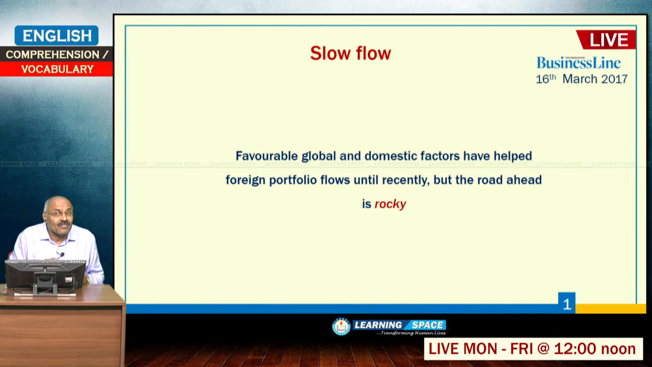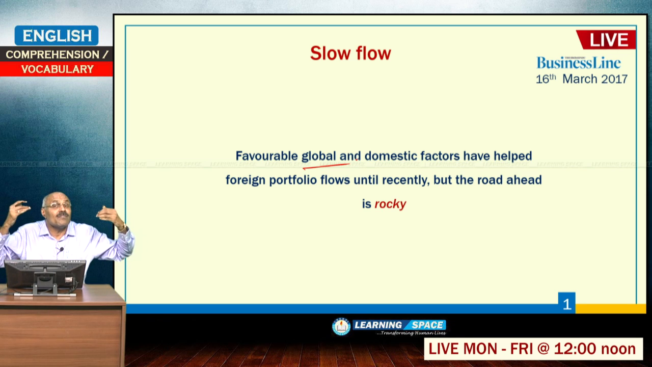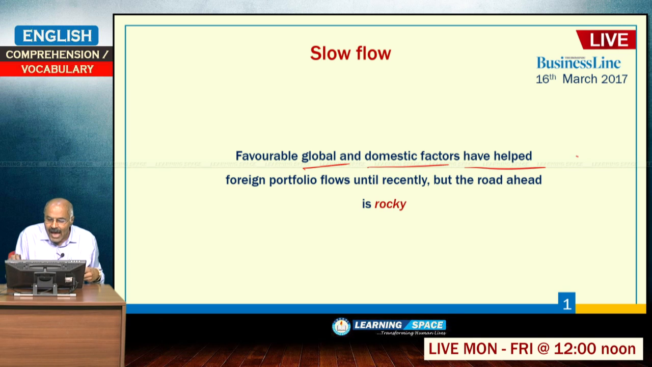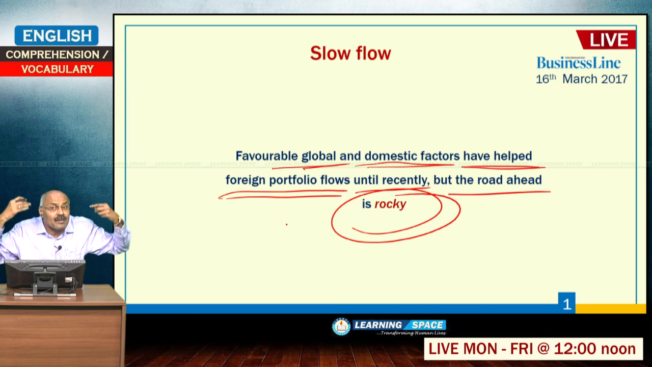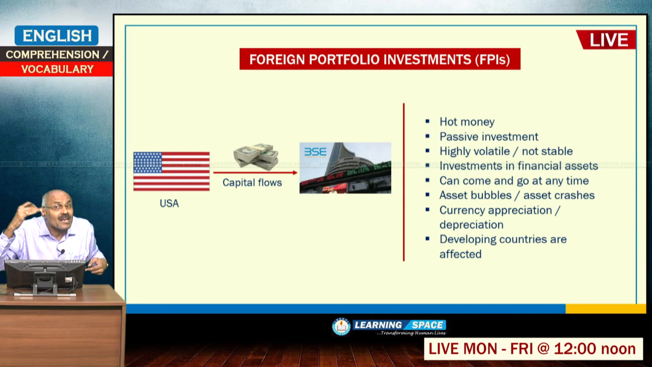Favorable global and domestic factors. Global factors, that means across the globe there are several favorable factors, and domestic factors have helped foreign portfolio flows until recently. So, these favorable global and domestic factors have helped foreign portfolio flows until recently, but the road ahead is rocky. The road ahead is a difficult path. So far, domestic and global factors helped the flow of foreign portfolio flows, but the road ahead is rocky. Rocky means with difficult problems.